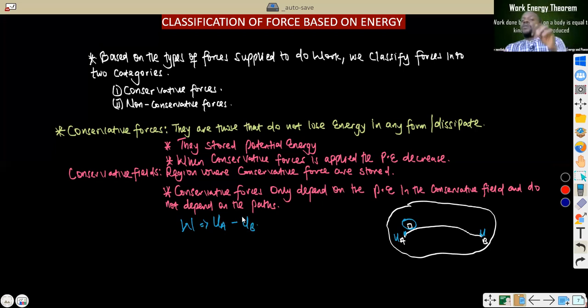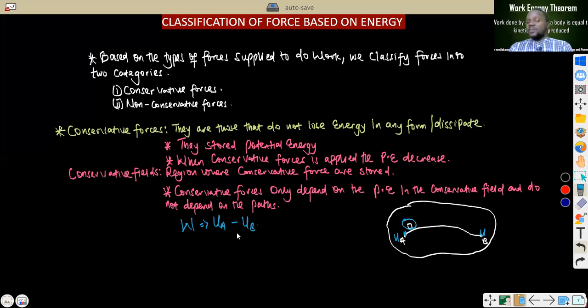So students need to keep this at the back of their mind: in a conservative field, the amount of work done in moving an object from one point to another, or the forces required to move it, depends only on potential energy and not on the path in which they travel. Because they are storing potential energy, the work done depends on potential energy. The forces as well depend on potential energy. As we know, work is a product of force and displacement.